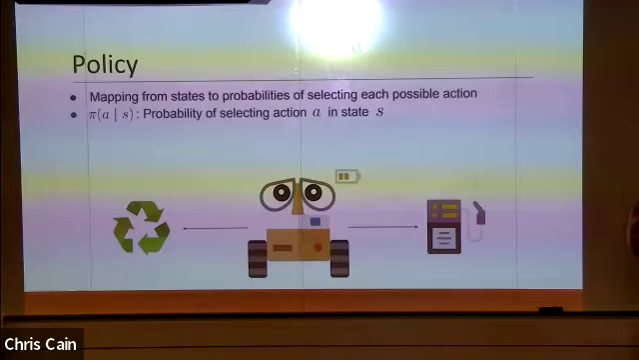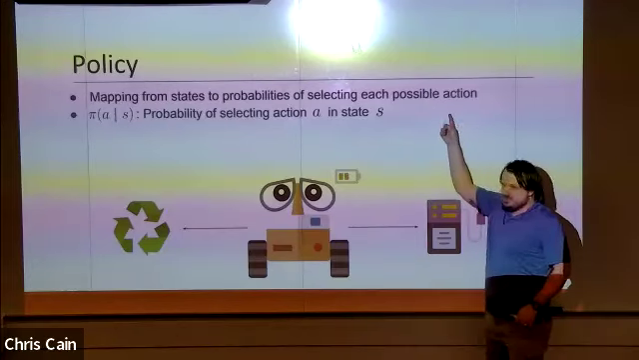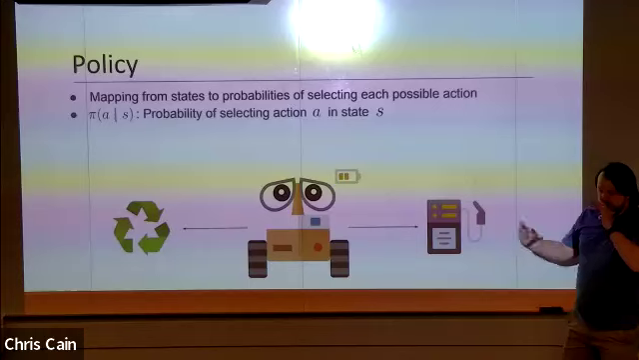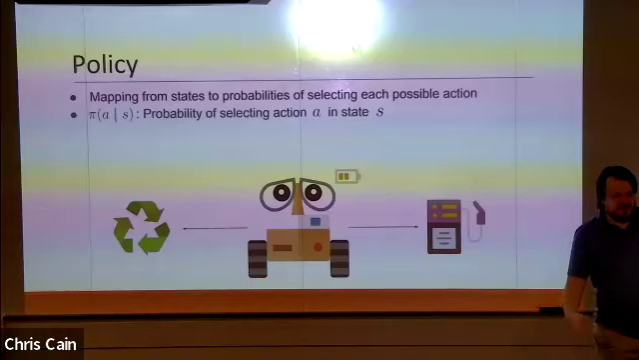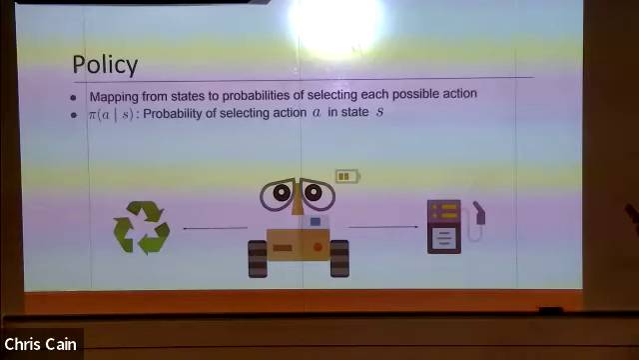So a policy is just states to probabilities of selecting particular actions in those states in ways that define an overarching view of this agent's behavior.